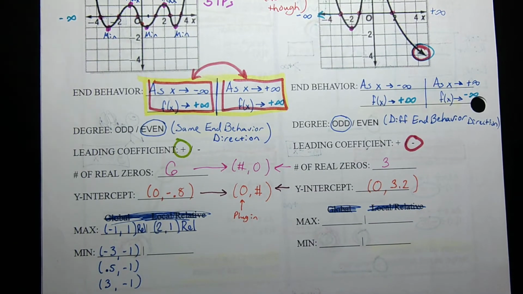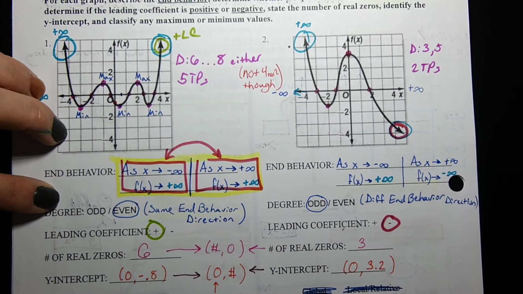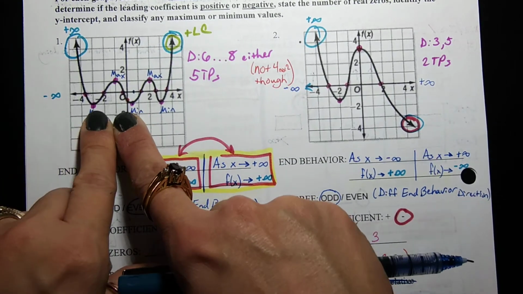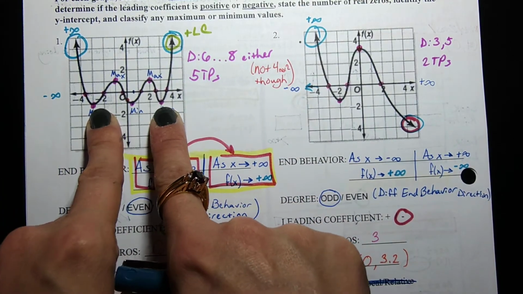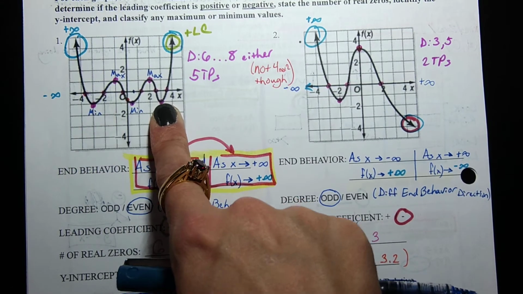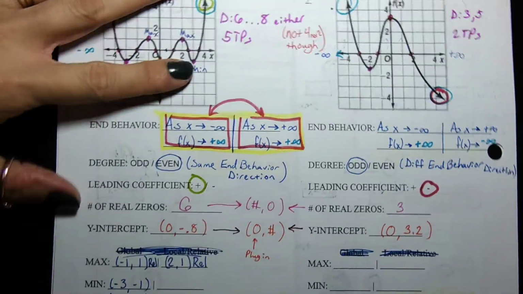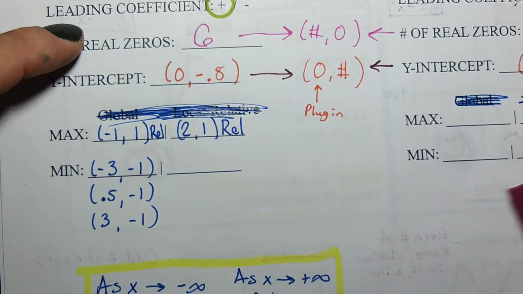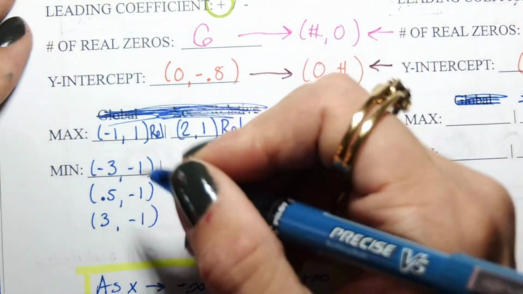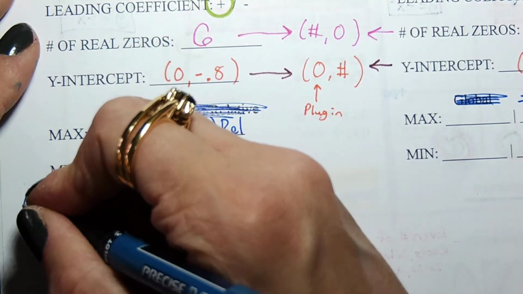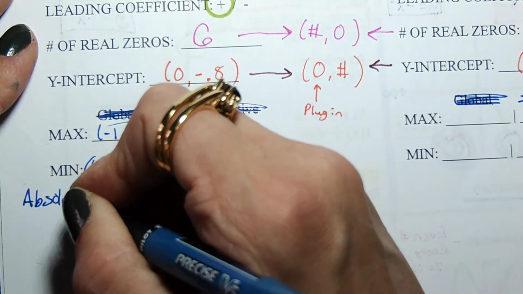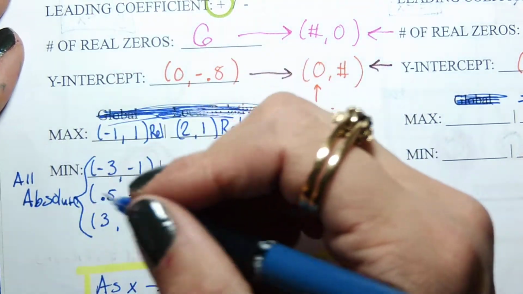Now, are any of these global or absolute? Do these points reign supreme as the lowest points of the graph? Are we going to get lower than those points anywhere? No. Yes. So those points are all global or absolute minimums. Absolute. So all absolute.